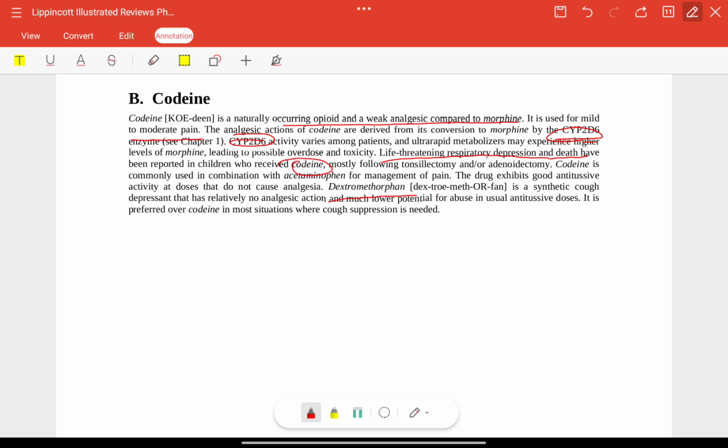Now dextromethorphan, it is a synthetic cough depressant and has relatively no analgesic effect.